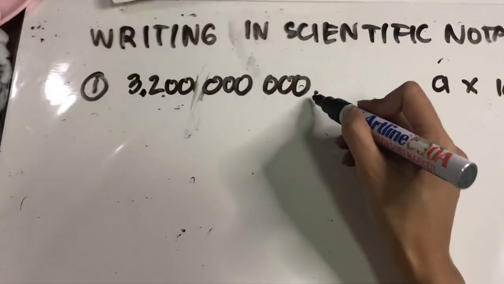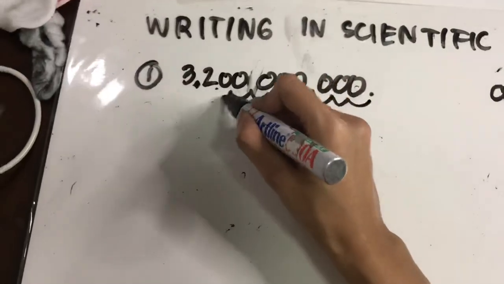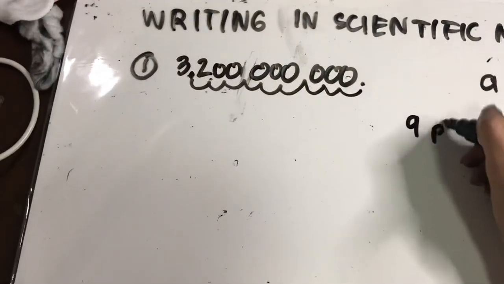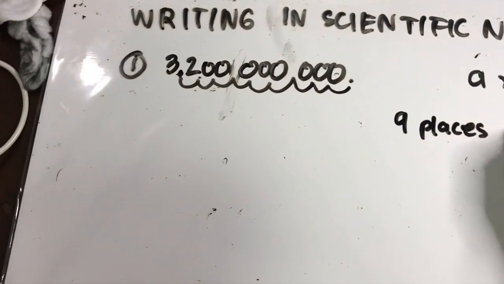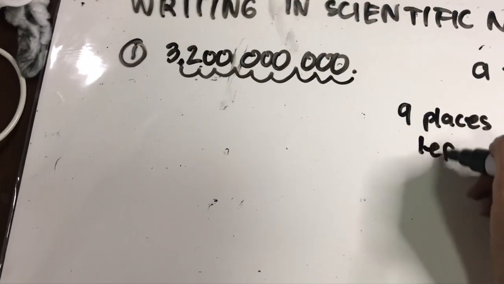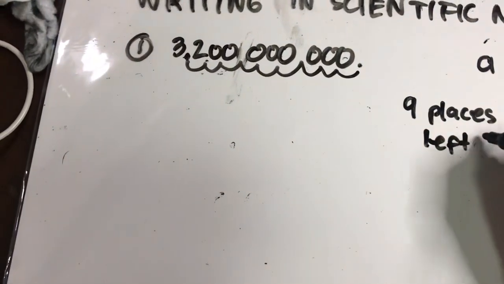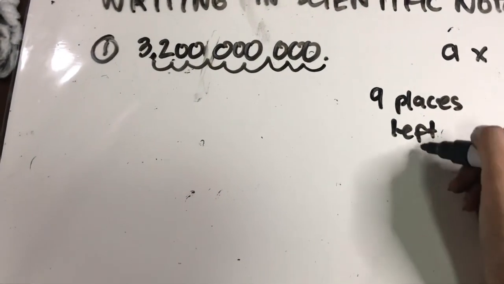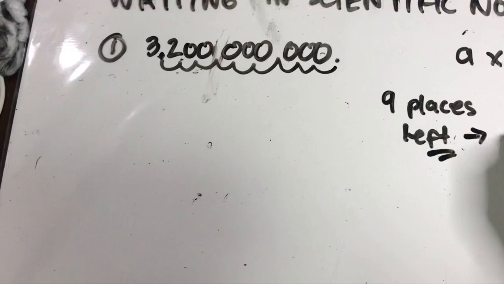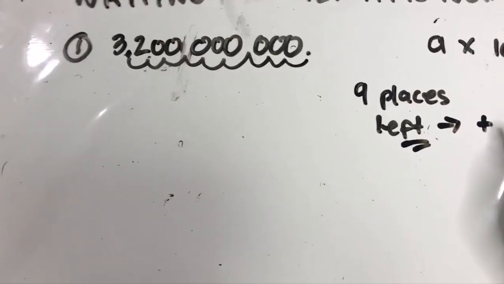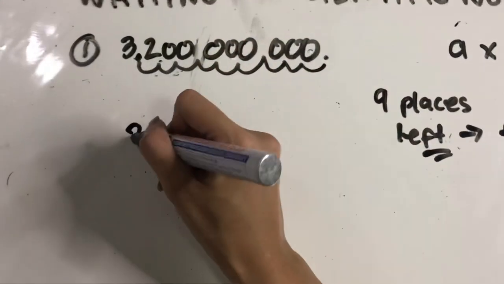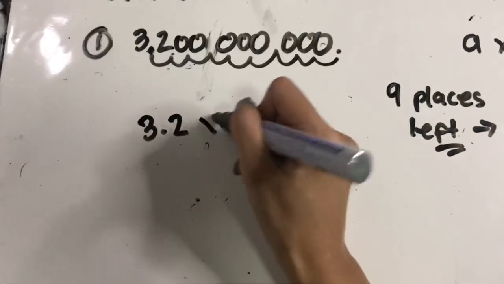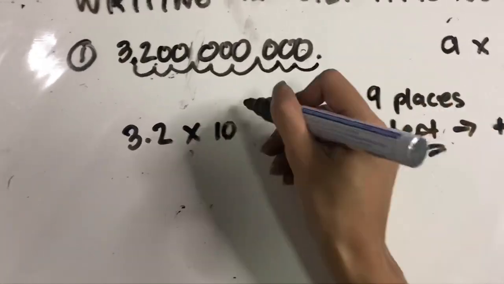So move 9 places to the left. Okay, when we move 9 decimal places to the left, the exponent will be positive. So it will become 3.2 times 10 raised to 9.